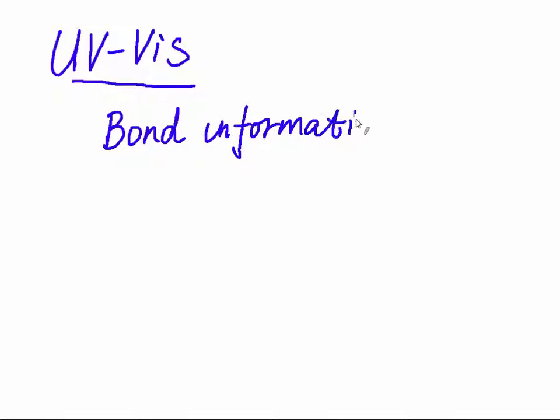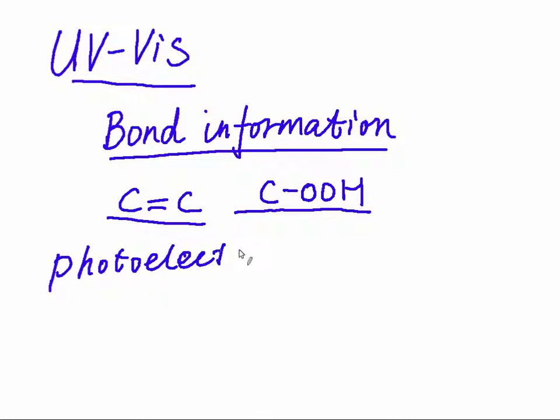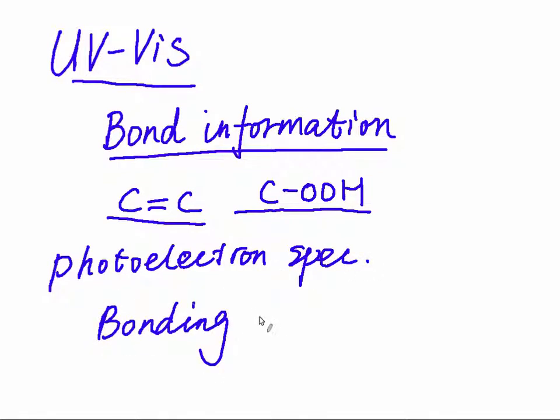UV-Vis spectroscopy, or UV-Vis absorption, is usually used to find the bond information: what kind of bond exists in the molecule. But photoelectron spectroscopy is used to find the bond energy. How much energy exists in the bond?